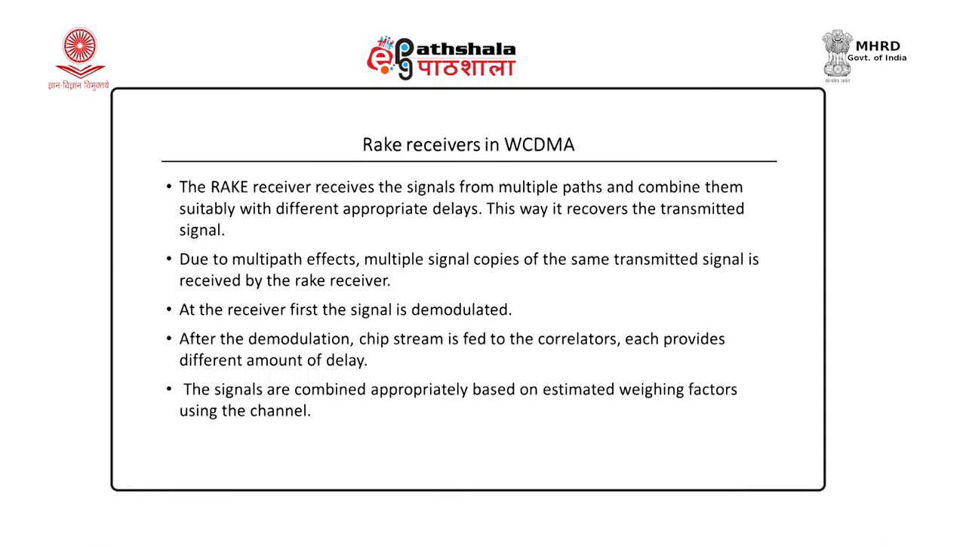And the last topic in today's module is the rake receiver. This also is a solution to the multipath components, and it is used in WCDMA where codes are used to spread the signal. What is done in the rake receiver is that it receives the signals from the multiple paths, that is the multipath components, and then combines them suitably with appropriate delays and recovers the transmitted signal. At the receiver, first the signal is demodulated, and after that the chip stream, as we have learned in CDMA that the chipping sequence is sent along with the data, is fed to different correlators instead of one correlator, each with some amount of delay, and then the signals are combined appropriately based on the weighting factors estimated using the channels.